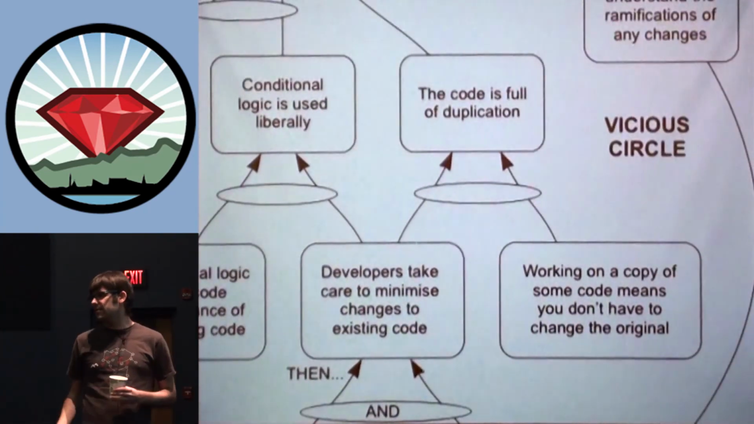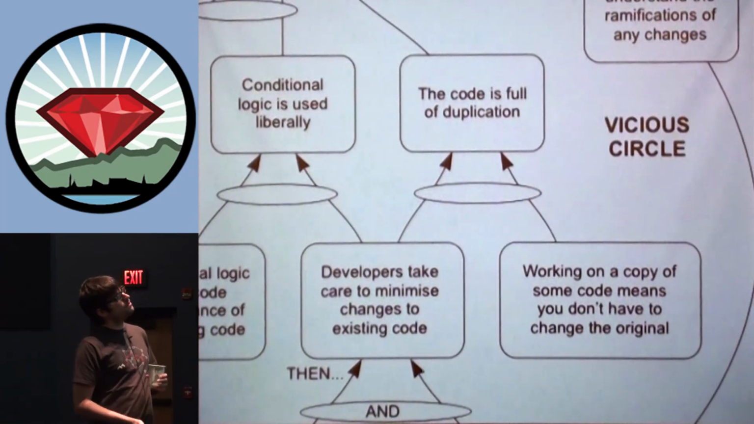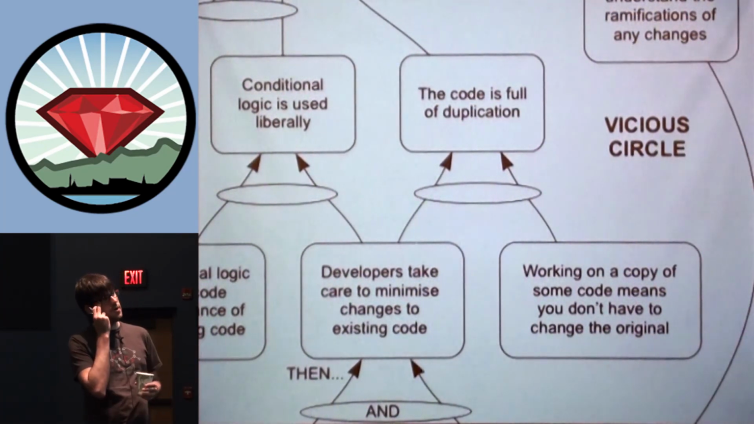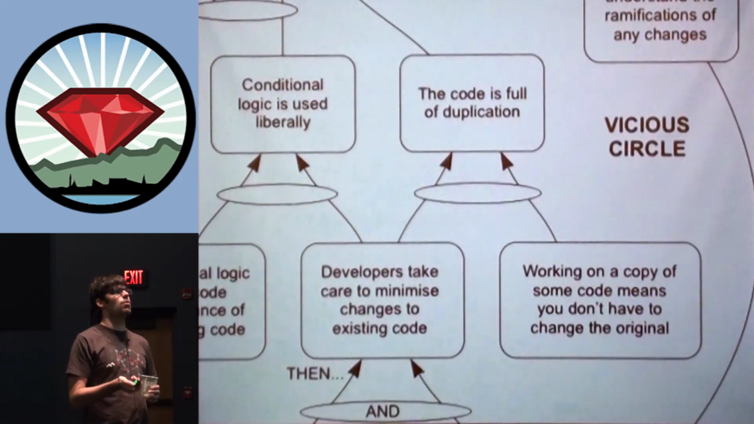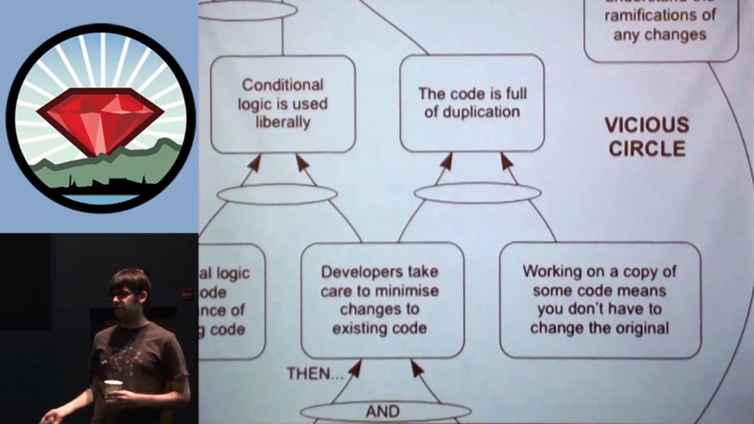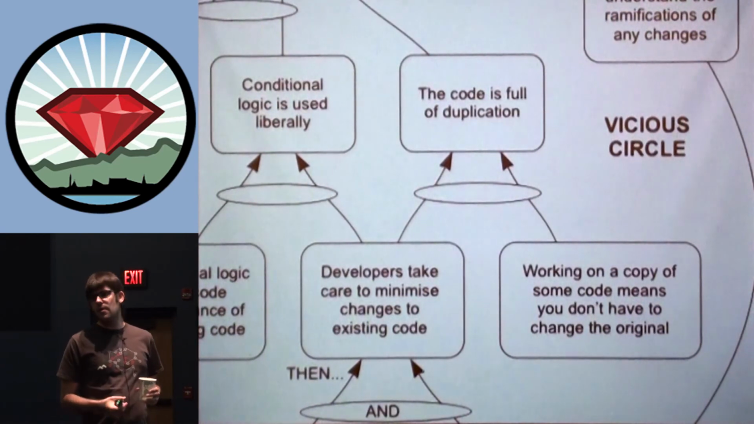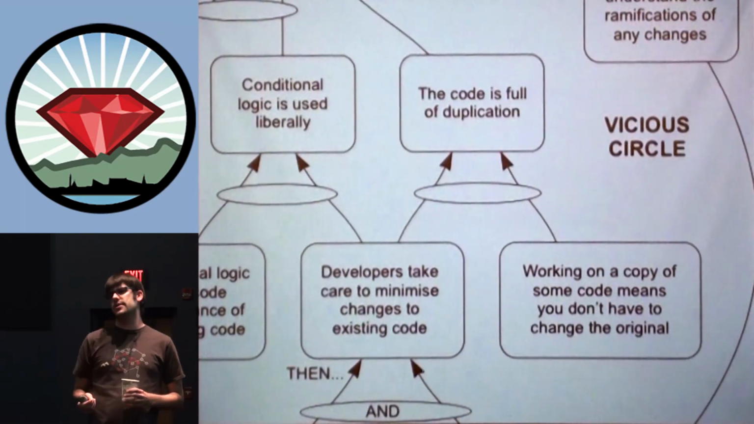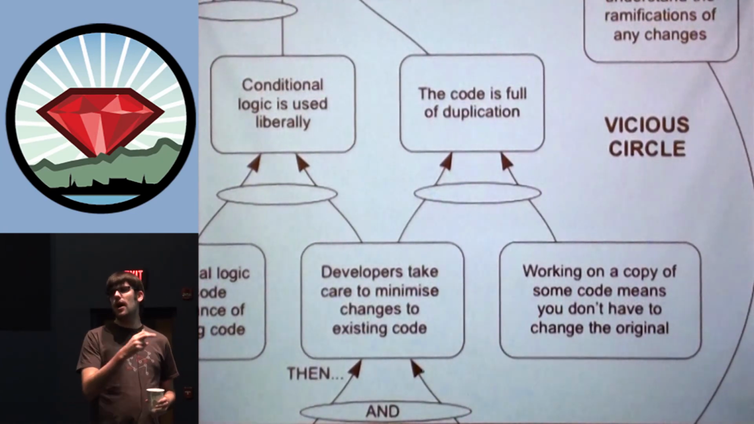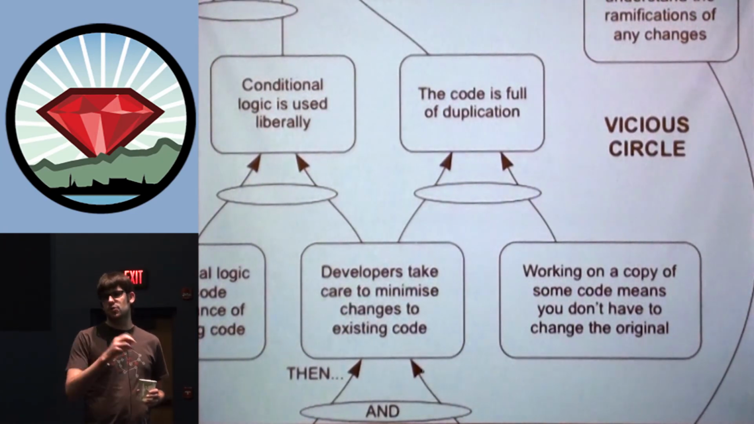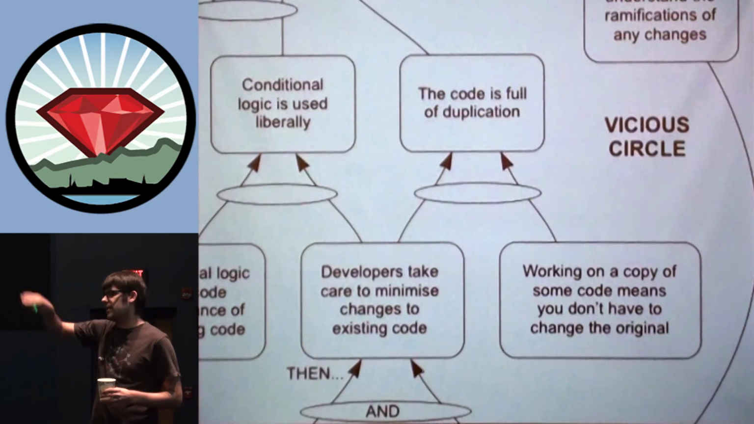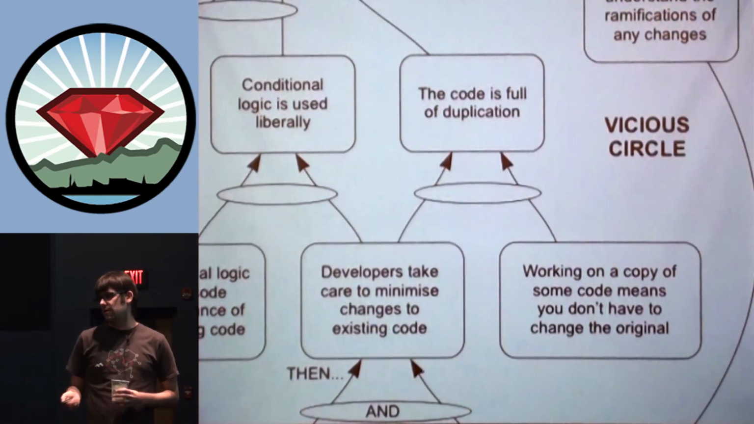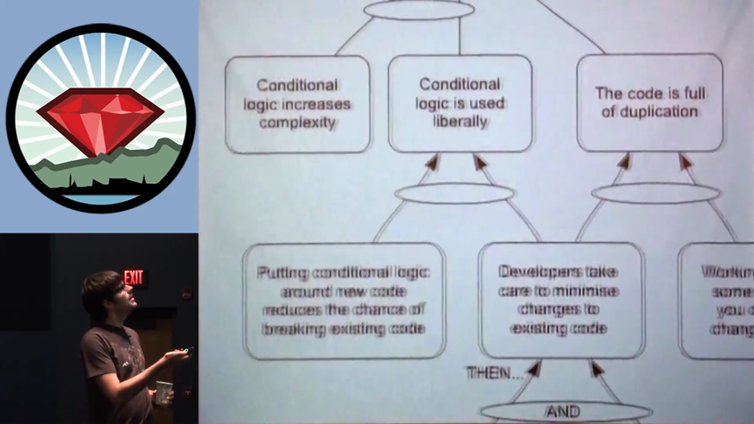And that in and of itself is not a problem. However, when we're taking care to minimize changes to existing code, we might also realize that working on a copy of the code means you don't have to change the original. So rather than modifying something in the core logic of your application, where you know if it breaks it's going to be a big problem, maybe you copy and paste some of that logic to avoid changing that code path and just work over here in your own silo. Therefore, you're going to introduce duplication into the code, but there's a reason why.